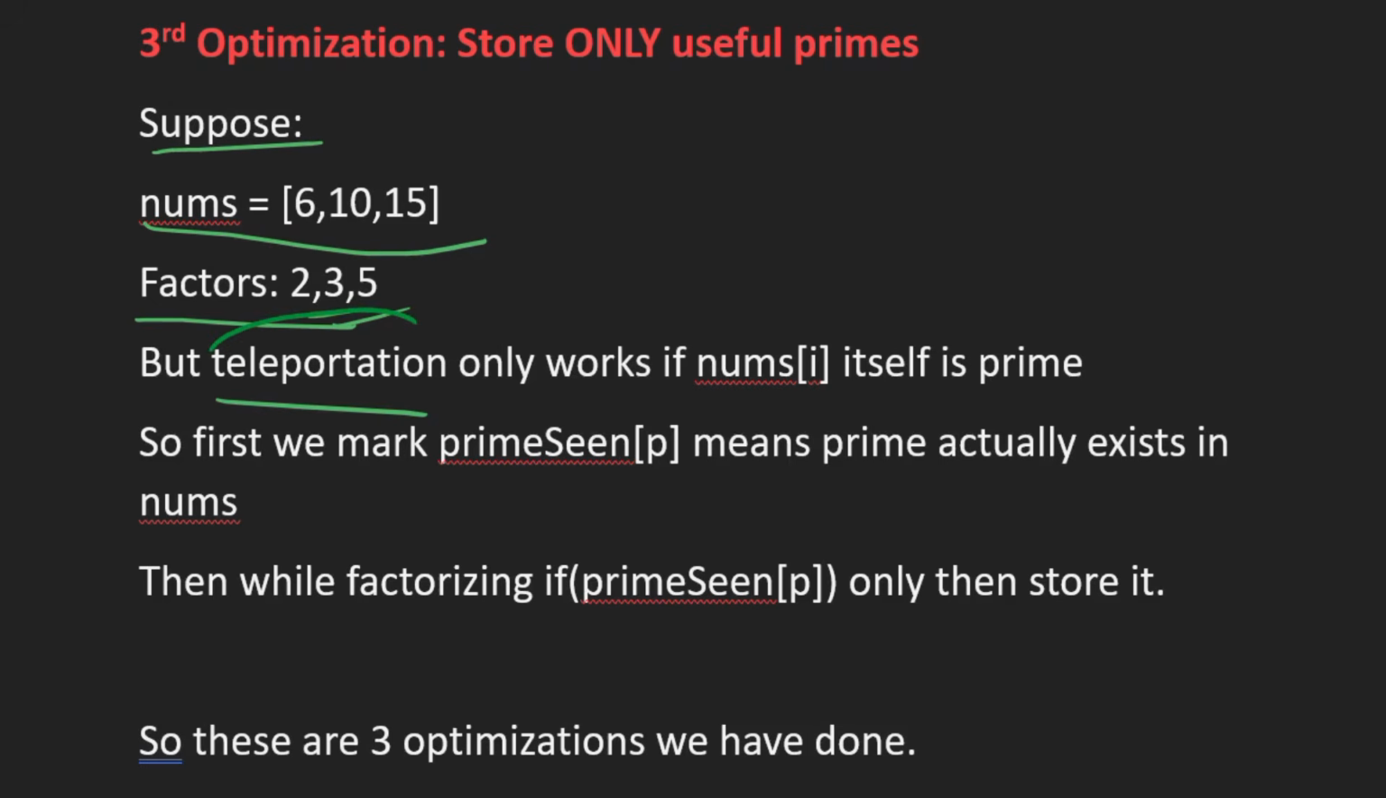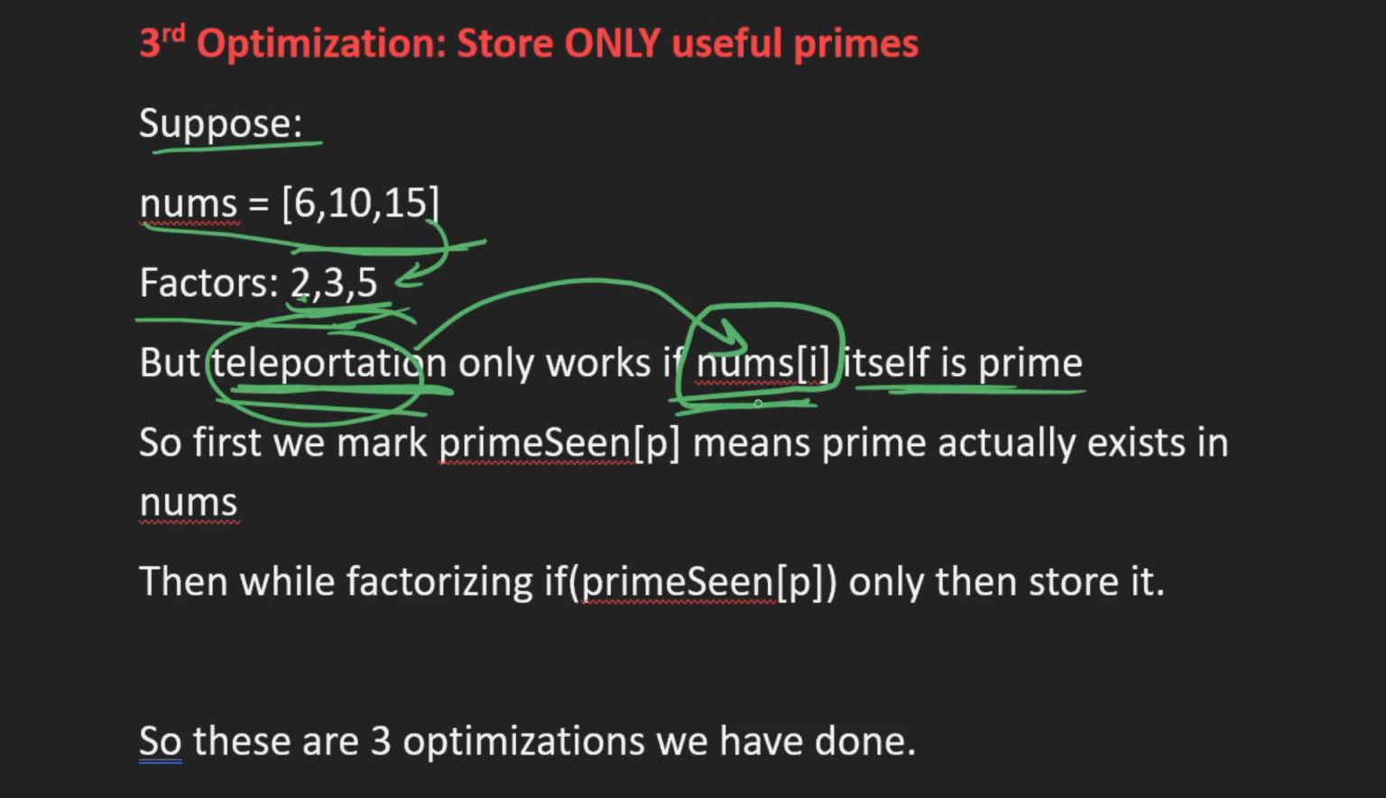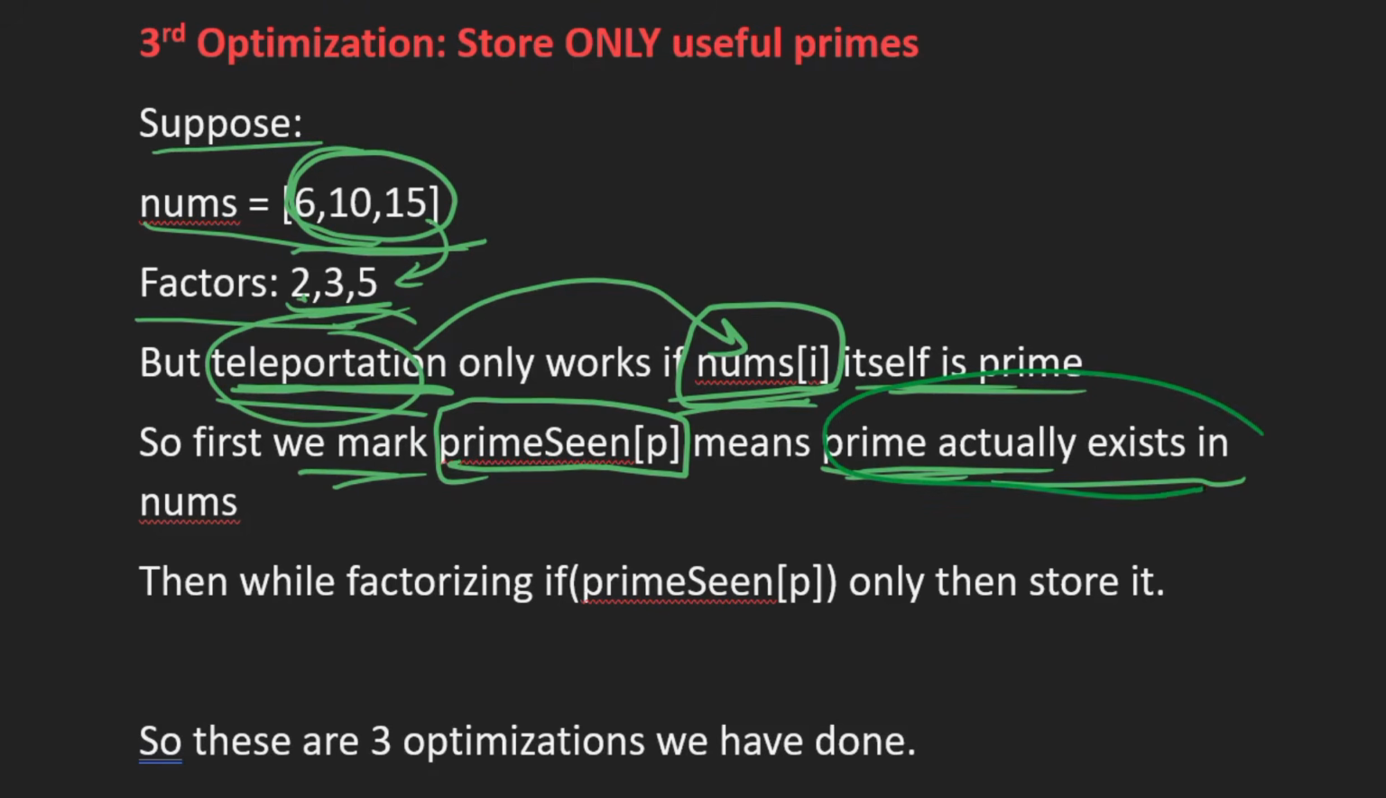But teleportation will work only if the element itself is a prime number, right? See, here we have 6, 10 and 15 and their factors are 2, 3 and 5. But as it is given in the question that teleportation will work only if the number itself is a prime number, here we can see none of 6, 10 and 15 is a prime number. So what we'll do is we'll mark prime seen of p. That means we check whether this prime number exactly exists in the nums array or not. So see, 2 is not existing, 3 is not existing, 5 is not existing.